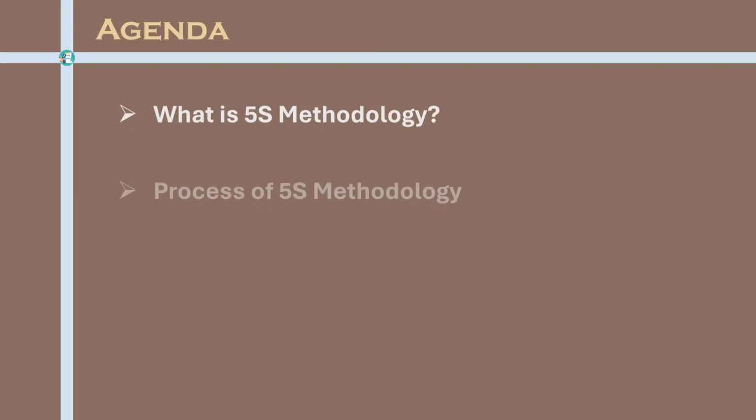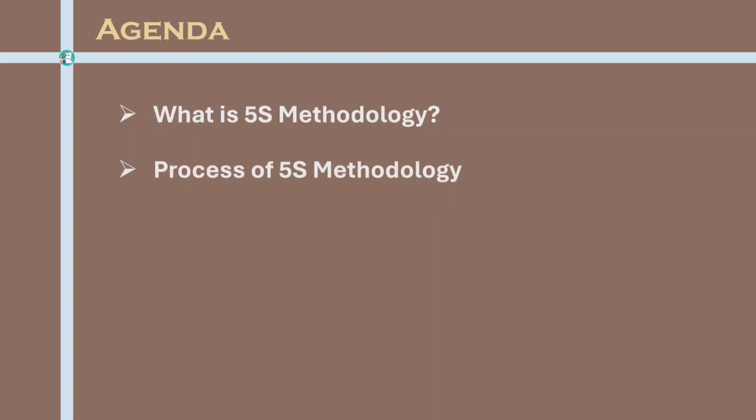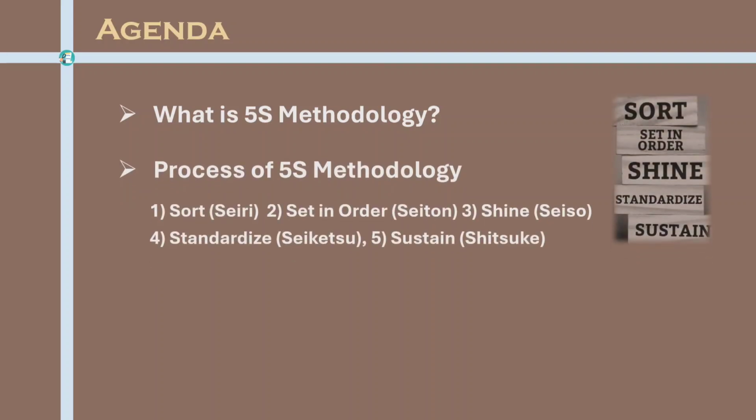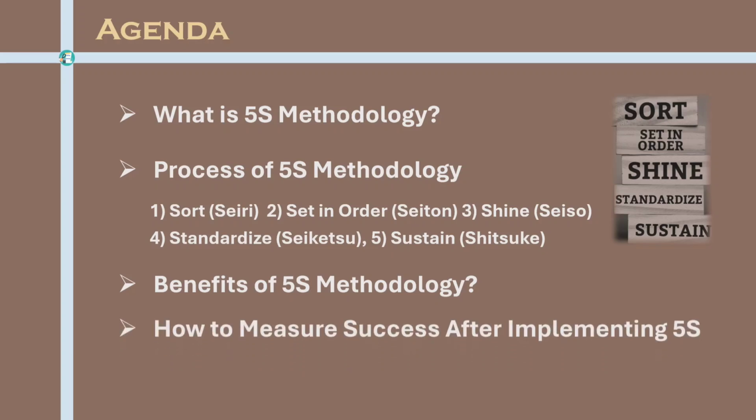Let's have a look at the agenda. Today we will cover what is 5S methodology, the process of 5S methodology which includes Sort or Seiri, Set in order or Seiton, Shine or Seiso, Standardize or Seiketsu, Sustain or Shitsuke. Then the benefits of 5S methodology and how to measure success after implementing 5S.